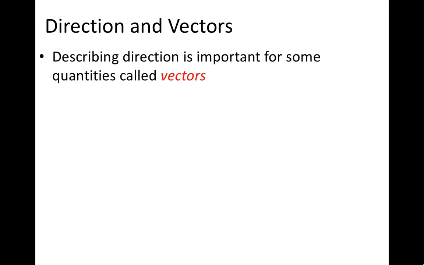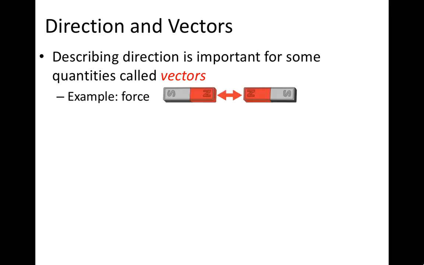Describing the direction is important for some quantities, but not for others. Vectors are quantities that require a description of their direction. An example of such a quantity is force. Magnets will exert forces on each other, and the force on the magnet on the left is directed to the left, while the force on the magnet to the right is directed to the right. A description of the direction of the force is obviously an important thing.